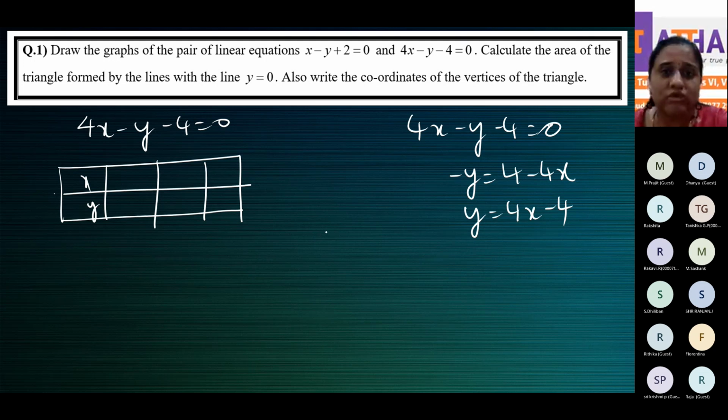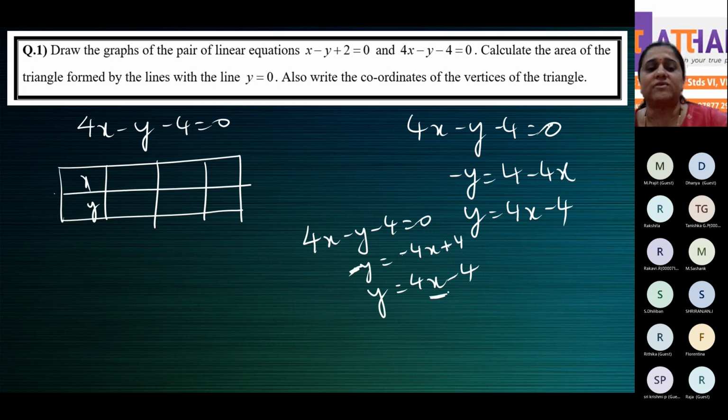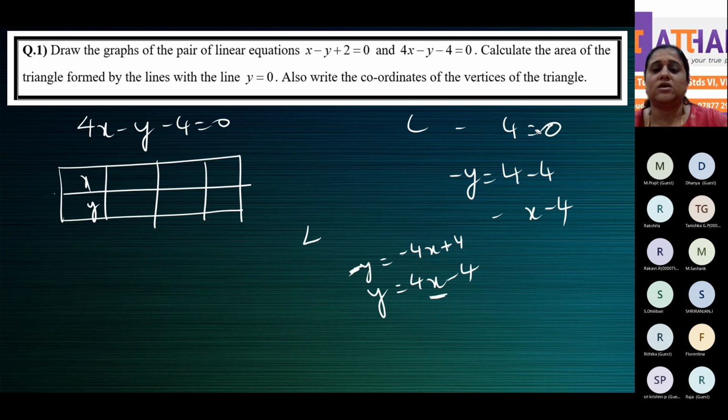I'm just showing for one of the two equations, children. I'm not working both. I've taken the second one. 4x minus y minus 4 is equal to 0. Okay. So minus y is equal to, you can say, minus 4x plus 4. Now change the signs throughout because it's minus y, no? So y is equal to minus 4x will become plus 4x, plus 4 will become minus 4. Now you should take different values for x and find the corresponding values of y.